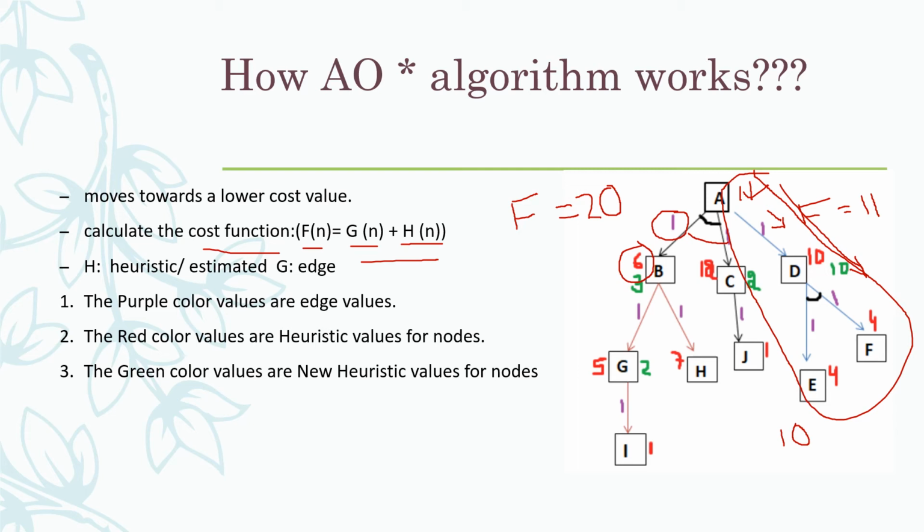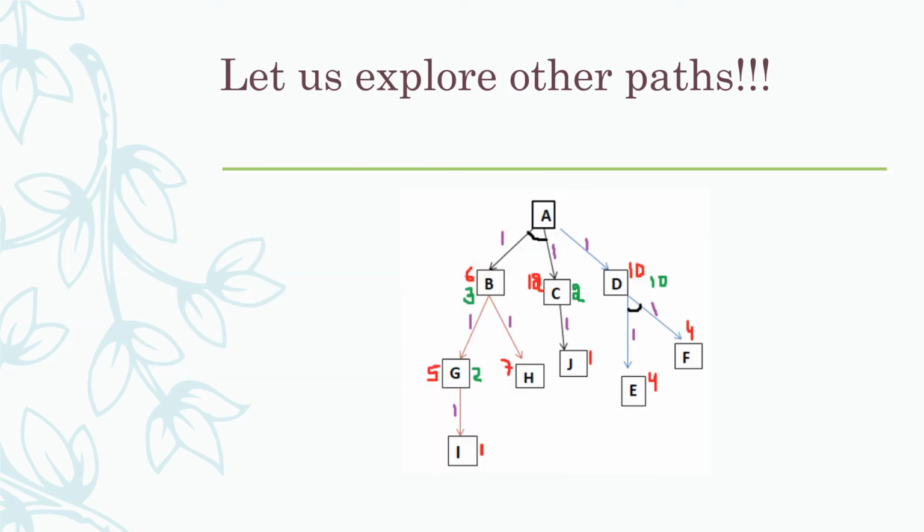So let us explore other paths and see if there is a possibility to get a cost function less than 11. So let us explore the other paths. Previously we got a solution path from the AO-star algorithm. Let us explore this path. So here the value is 6 plus 12 plus 1 plus 1, that is 20.